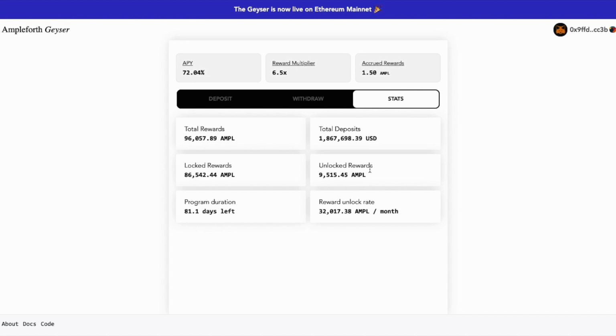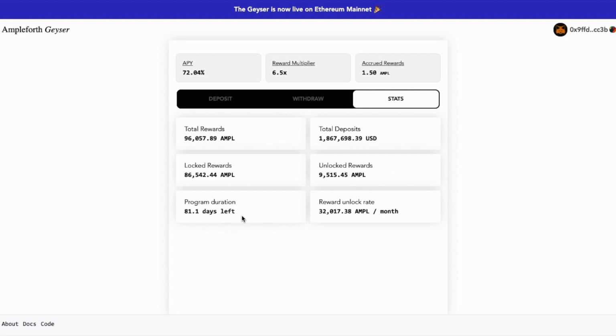Now the unlocked pool is the sum of the rewards in the unlocked pool and the rewards which have exited the system. What does that mean? You could think of it as the total deposits minus the locked rewards. In other words, the amount of Ample here in the unlocked rewards pool is the amount of Ample that is currently claimable by participants in the Geyser. Once these Ample leave the program or leave the Geyser, then you'll see this number decrease because they have been claimed by the participants.